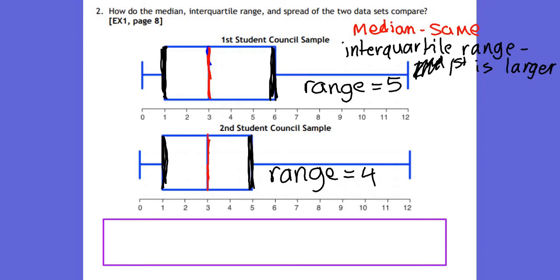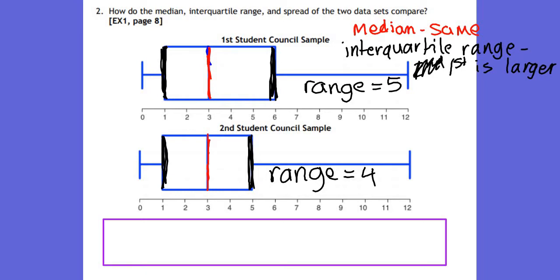Then it wants us to look at the spread. If I just had these two graphs, which one do I think would be spread out more evenly than the other? I would say the first is spread out a little more evenly.